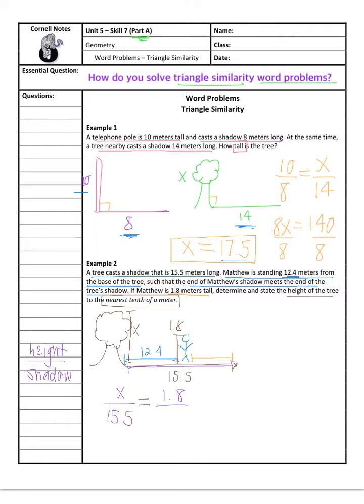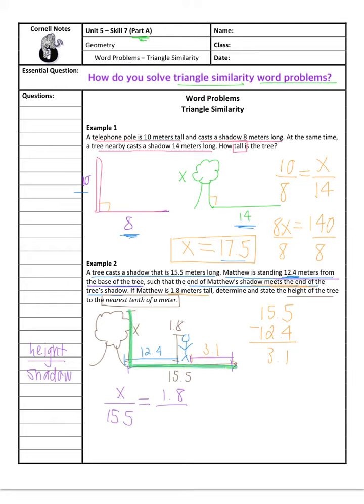Now, Matthew's shadow is not 12.4, guys. It said Matthew is standing 12.4 meters from the base of the tree. So Matthew's shadow is actually this distance over here in orange that we don't know how long that is. But if we know that the tree's shadow is 15.5, Matthew is 12.4 from the tree, and their shadows ended at the same point, we can just subtract the 12.4 from the 15.5, and we'll figure out that Matthew's shadow is 3.1.